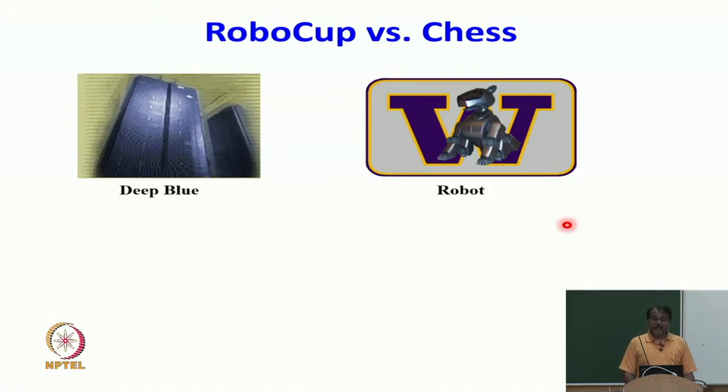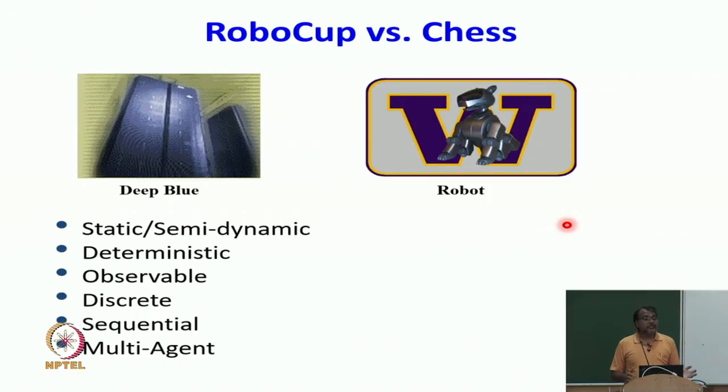Is chess a static environment or a semi? It is a semi-dynamic environment. Is it a deterministic or a stochastic environment? Deterministic. Is it observable or partially observable? Fully observable. Is it discrete or continuous? Discrete. Is it sequential or episodic? Sequential. Is it single agent or multi agent? Multi agent, two agents acting against each other, right. So, that is your chess environment.